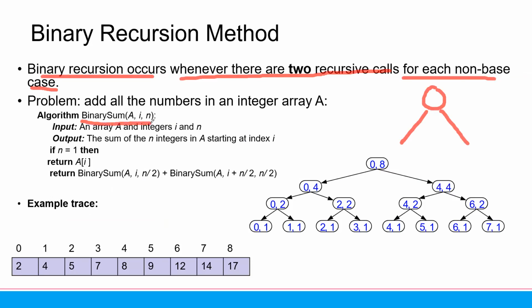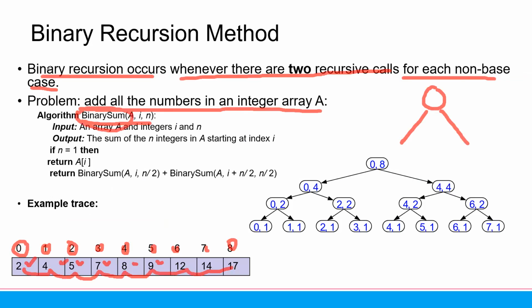The binary sum means I want to add all the numbers in an integer array. So I have this list. This is index 0, index 1, index 2, index 3, 4, 5, 6, 7, 8, and this is the element. I want to add those numbers: 2 plus 4 plus 5 plus 7 plus 8 plus 9, 12, 14, 17. I can do this with the binary sum.